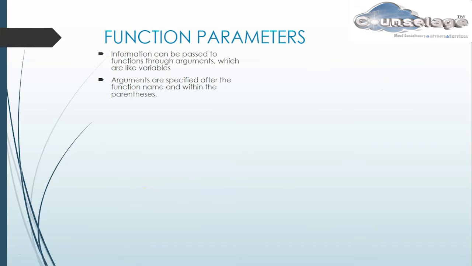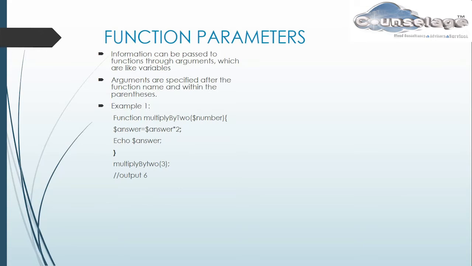Function parameters. Information can be passed to functions through arguments, which are like variables. Arguments are specified after the function name and within the parentheses. Example, function multiplyBy2. multiplyBy2 is a function followed by the function keyword, and then the parameter is variable $number. So here $answer equals $answer into 2 and then print $answer. Then multiplyBy2, that is the function, is called with the value passed to it as 3 and the output results in 6.